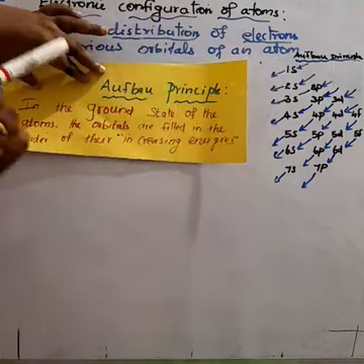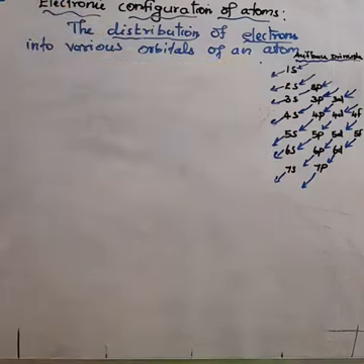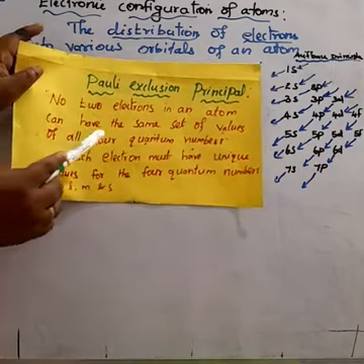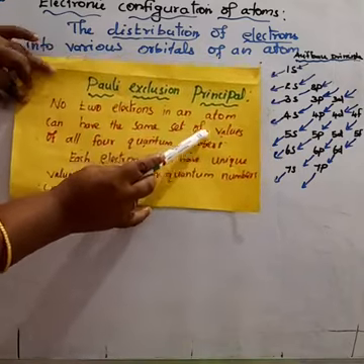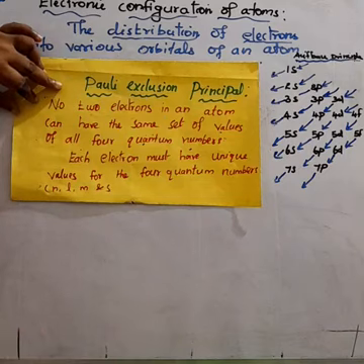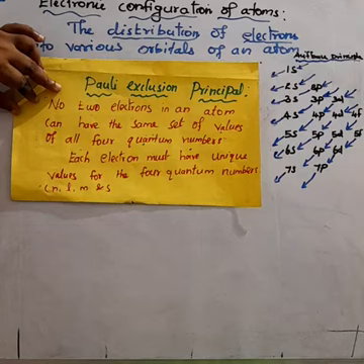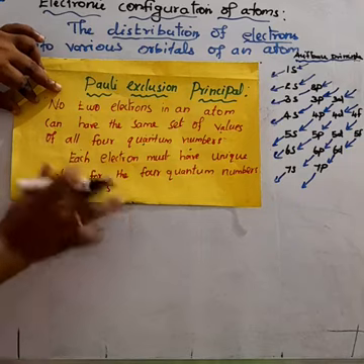According to Pauli's exclusion principle, no two electrons in an atom can have the same set of values of all four quantum numbers. Each and every electron in an atom must have a unique set of values for the four quantum numbers. These are about the Pauli exclusion principle.